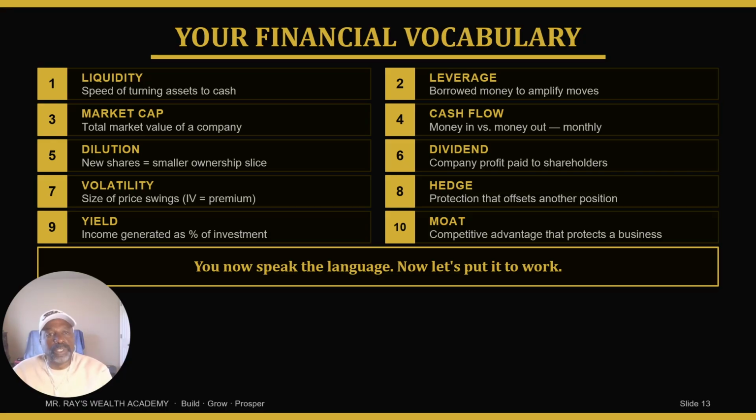Now, here's what I want you to do. I want you to pick one of these terms. I want you to go find it in the real world this week. Open a brokerage account and look at the stock's dividend yield. Find a company's market cap on Google. Pull up the option chain and find what the IV is. Apply one term to real data and it's yours forever.